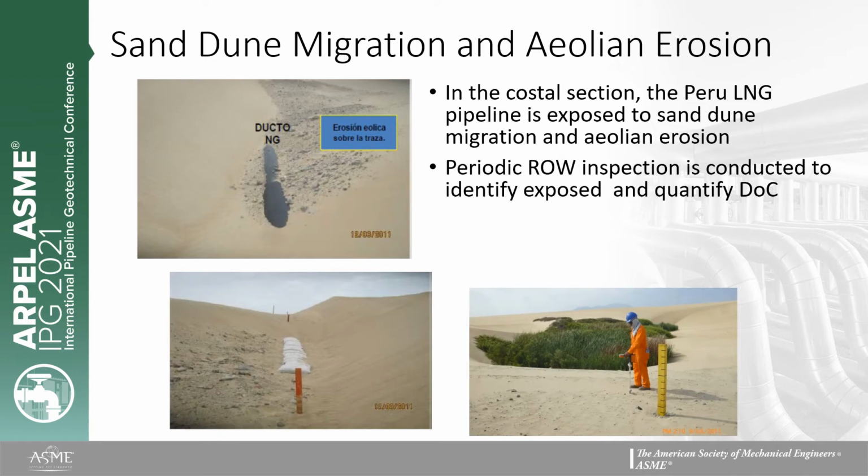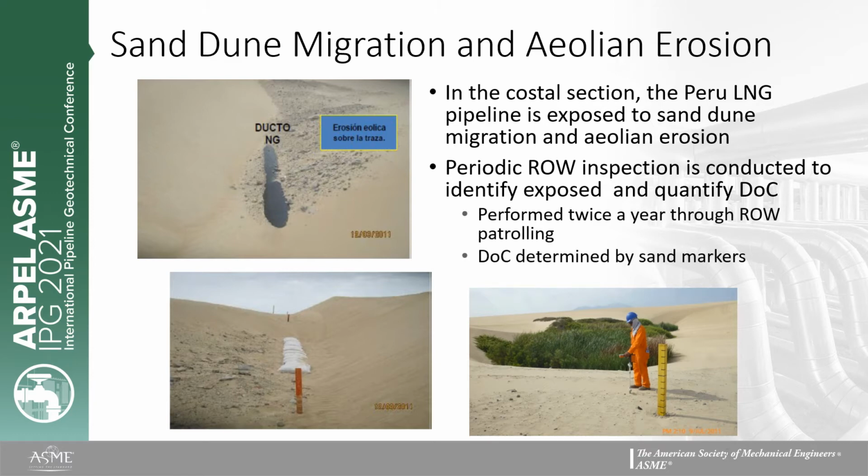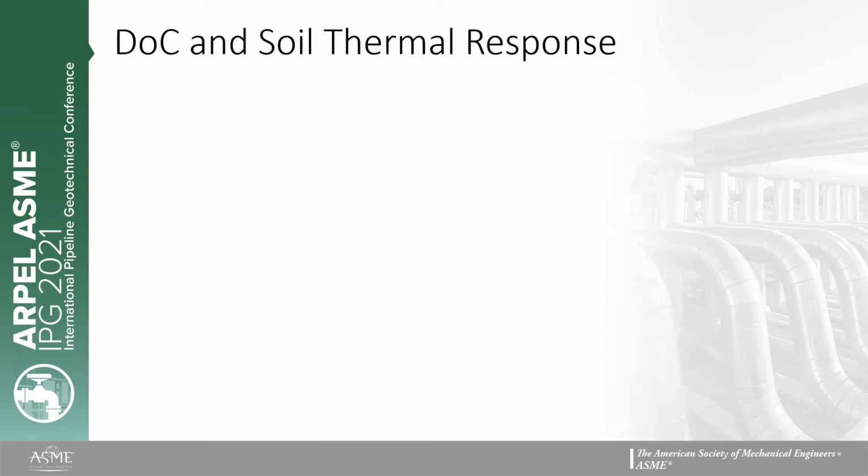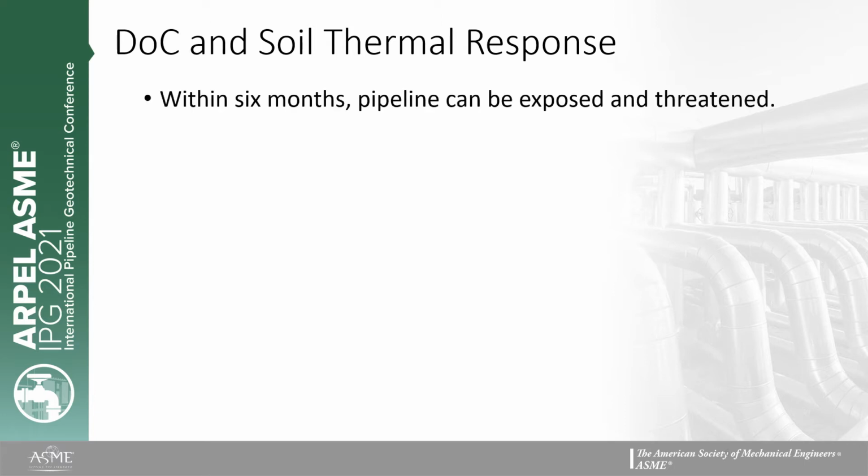So one means to detect and control the mechanism is to patrol the pipeline, and then by using vertical markers, it's possible to estimate, to quantify the depth of cover. That's great, but that's not very continuous monitoring. You need to have a visit, and usually they are organized every 6 months. So in between two visits, the pipeline can be exposed and threatened.